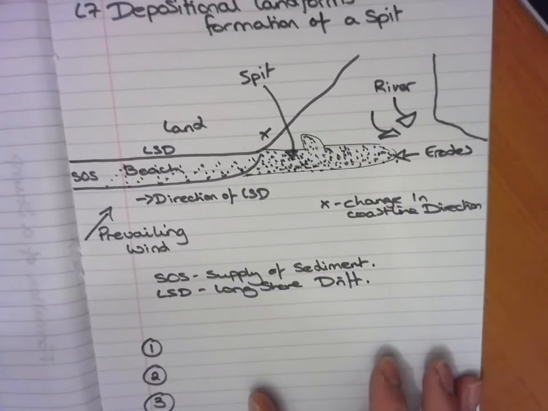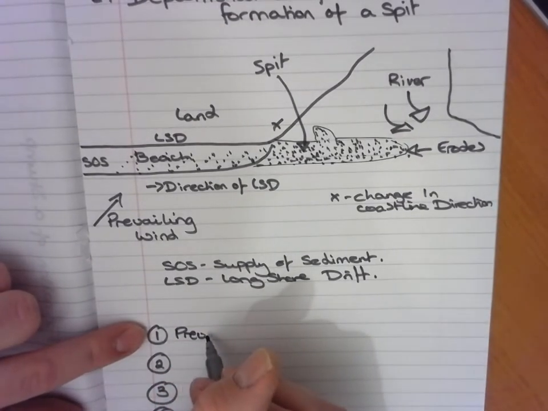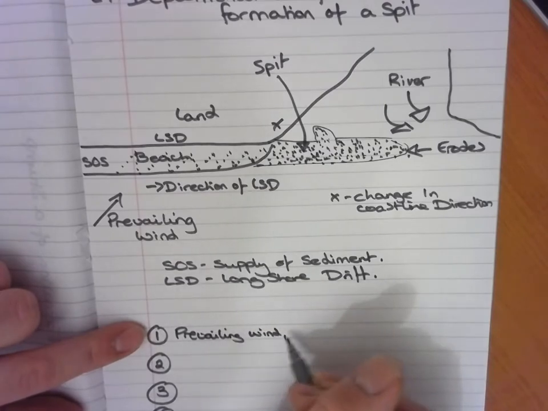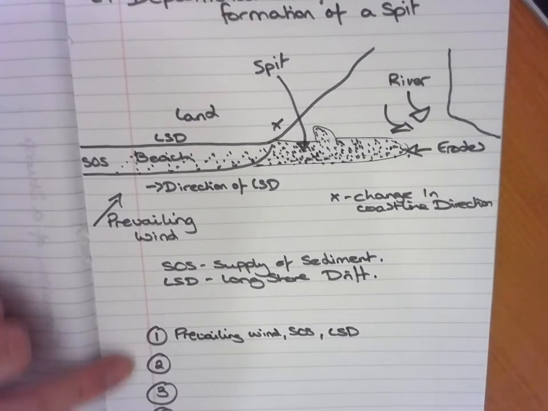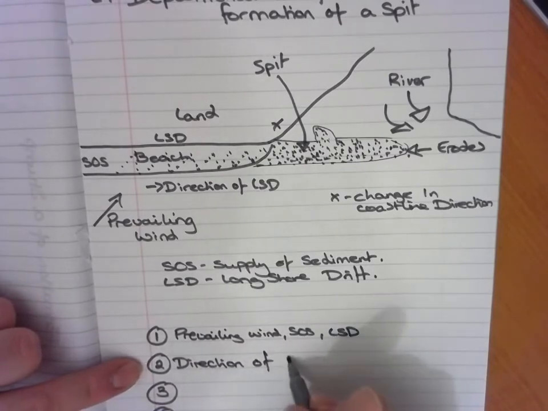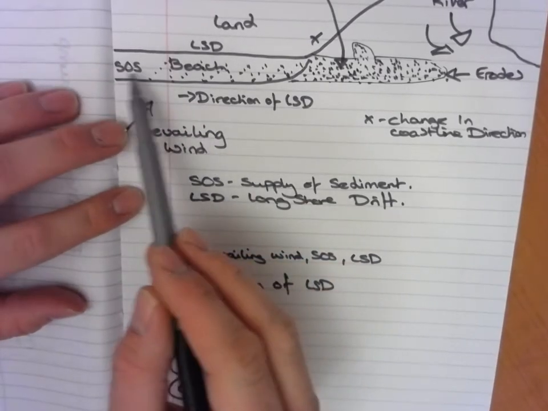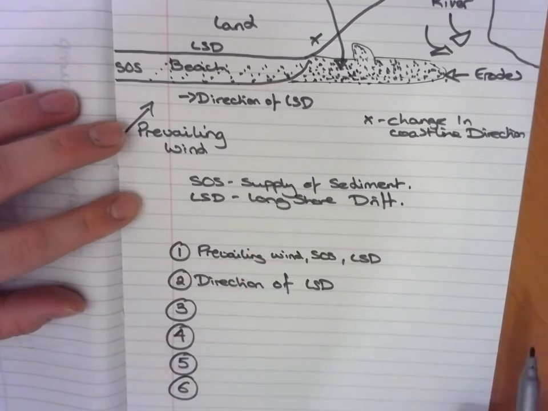So let's go through then. Number 1, you must have a prevailing wind, supply of sediment, and longshore drift. Number 2, you must then have the sediment moving in the direction of longshore drift, which we've shown in a diagram just here. So we have the prevailing wind, the supply of sediment. The sediment is moving along the coastline in the direction of longshore drift.